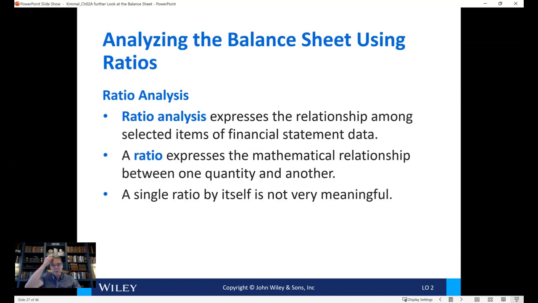Now, ratio analysis is used a lot in finance, and we use it to compare other companies, and we use it to compare year to year. If certain ratios go up, that's a good thing. If certain ratios go down, that could be good or bad depending upon what ratio it is. So the ratio is just expressed as a mathematical relationship between one quantity and another. And yes, a single ratio by itself is not meaningful. And even a ratio in one type of industry will not compare to a ratio in another type of industry.